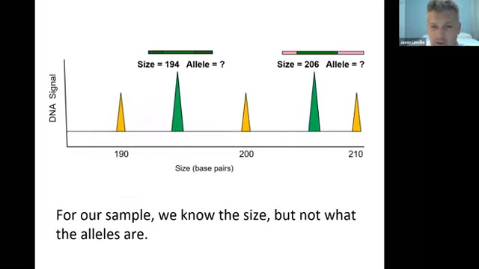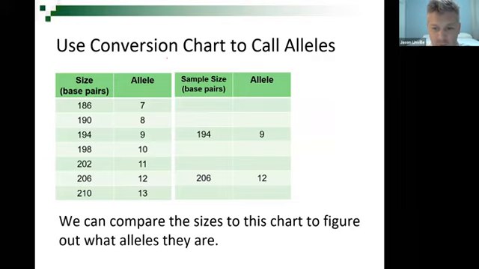Our sample still has the size standard in it, right? So we run our sample and this is where we're at. We know the time. We're able to compare the time here to our size standard peaks, and we're able to estimate the size in base pairs, 194. But now that we've had that allelic ladder run, we can now take these 2 sizes and convert them into alleles. 194 is allele 9. 206 is allele 12.